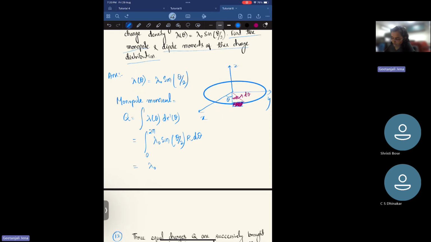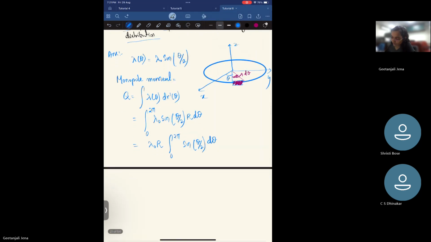So Q is lambda 0 r, integral from 0 to 2 pi, sin theta by 2 d theta. So the integral of sin theta by 2 will be 2 times minus cos theta by 2, from 0 to 2 pi. So this will give a value of 2.